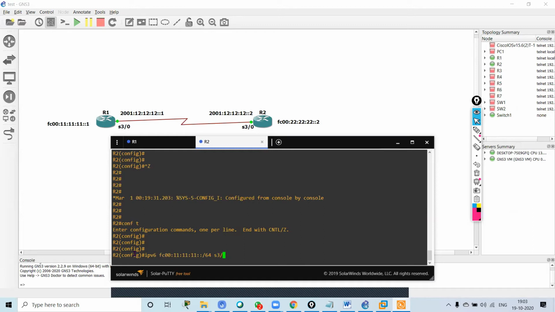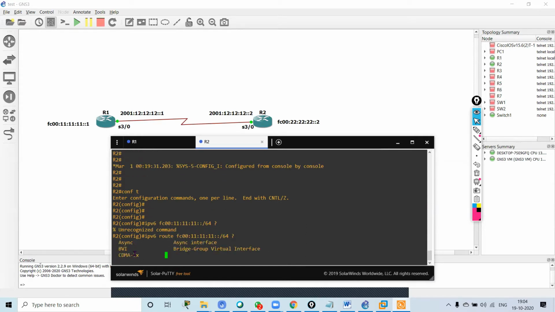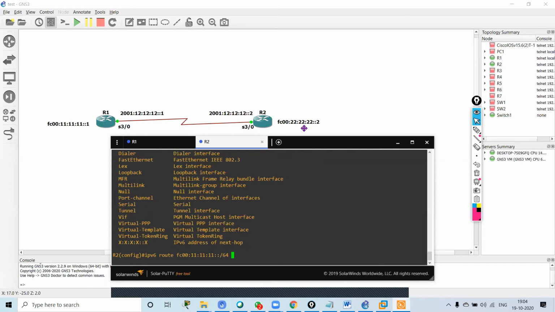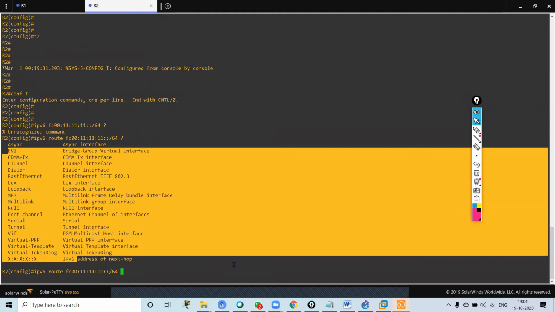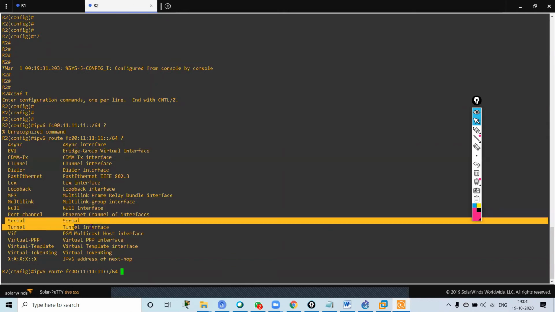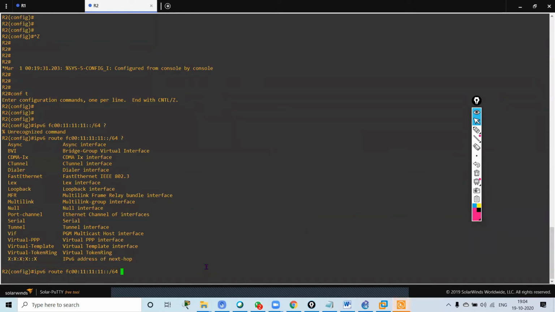S3/0 exit interface. See, I have options over here. Sorry, I did give route over here. I have options over here. I can use the exit interface. I can use the IP version 6 next hop address. I can use anything. So let us take the next hop address only.